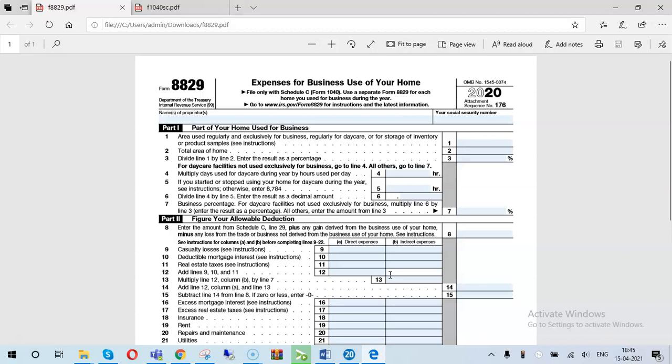Now, who can deduct business expenses for your home? Generally, you can deduct business expenses that apply to a part of your home only if that part is exclusively used on a regular basis as your principal place of business, for any of your trade or business, or as a place of business used by patients, clients or customers to meet or deal with in the normal course of your trade or business, or as a separate structure. Your home must be a fixed location of your trade or business.